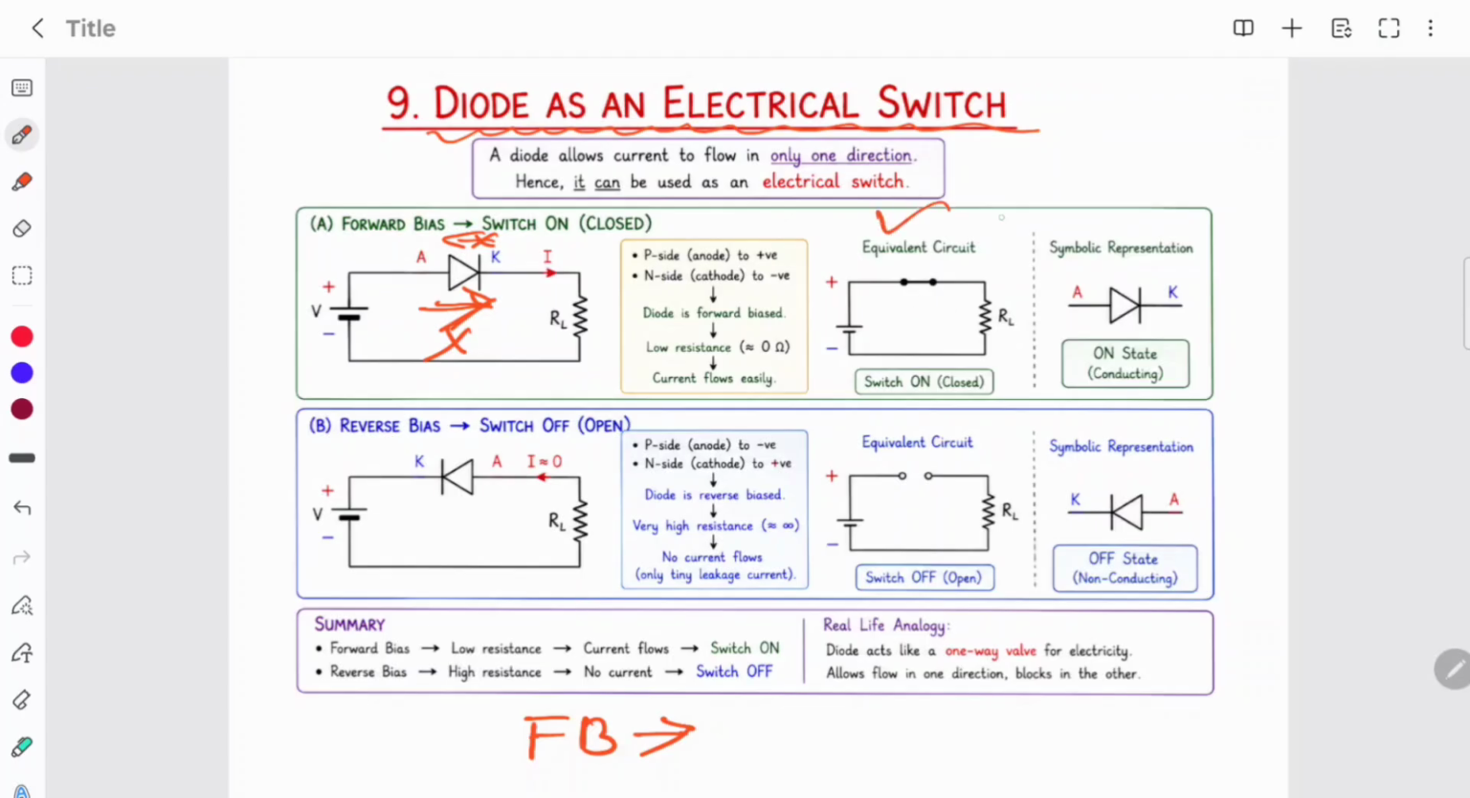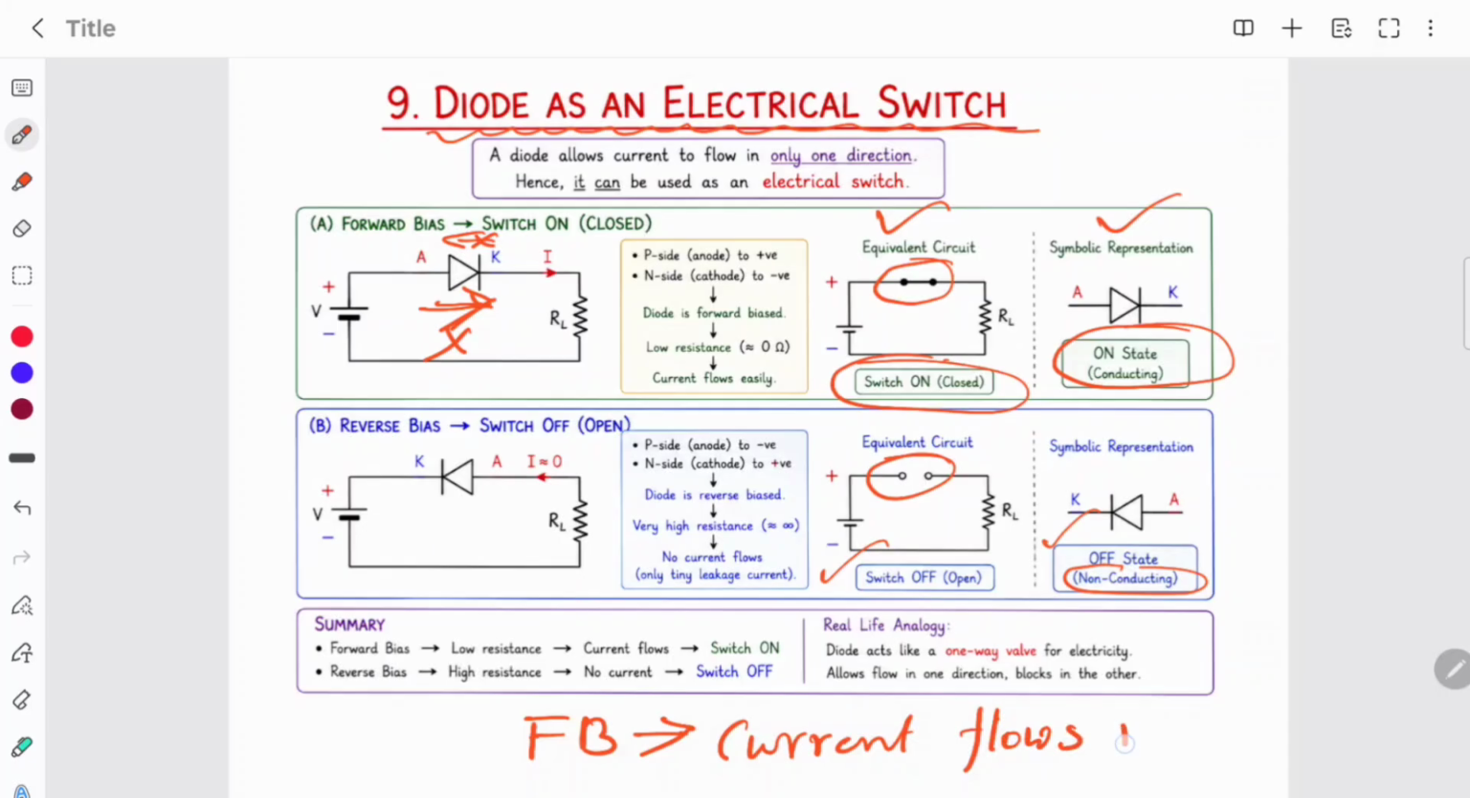From this equivalent circuit and the symbol representation, when it is in the on state, it will act as a short circuit. The switch is switched on. When it is in the off state, it is non-conducting, so at that time it will work as an open circuit. A diode acts like a one-way valve for electricity. Current flows in one direction only. So this is all about the diode.